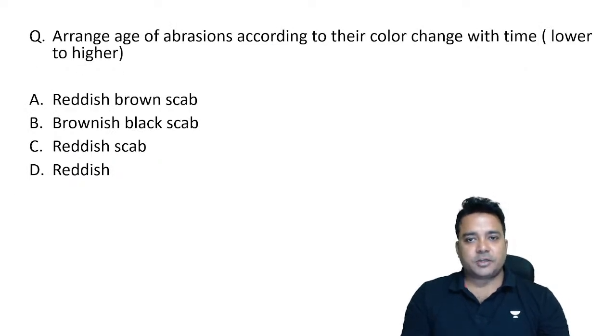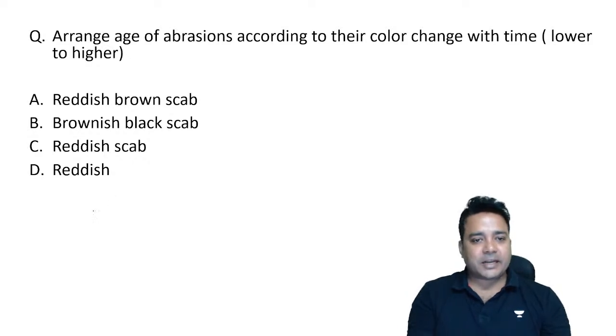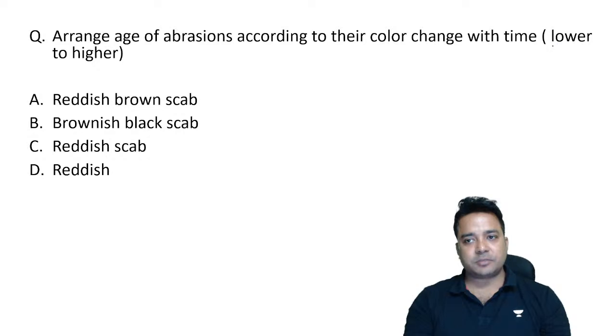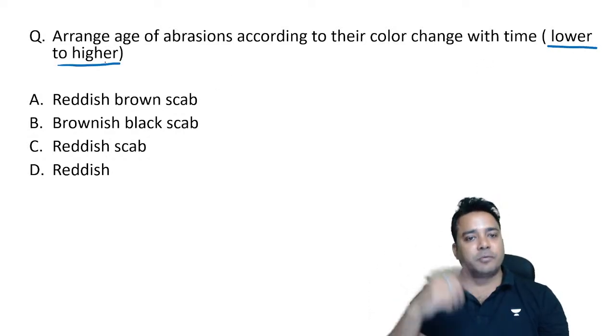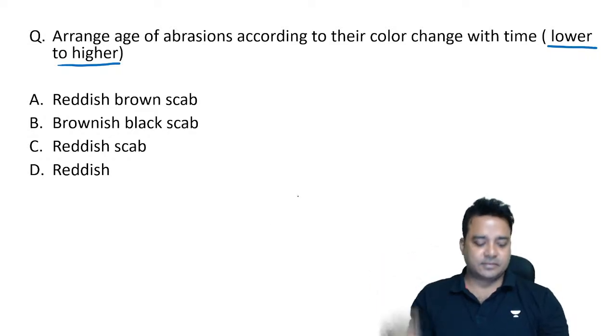Arrange the age of operation according to their color change with time, lower to higher. तो करो, तो बनाओ. अल्फाबेटिकल सीक्वेंस बनाना है आपको, ए बी सी डी सी डी ए बी जो भी बन रहा है इस सीक्वेंस में लोअर टू हायर टाइमलाइन. सबसे पहले कौन सा कलर होता है, उसके बाद कौन सा होता है, लाइक दैट. लोअर टू हायर मतलब इनिशियल टू लेट.